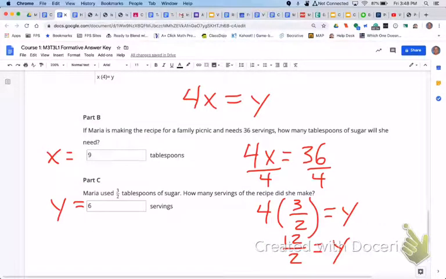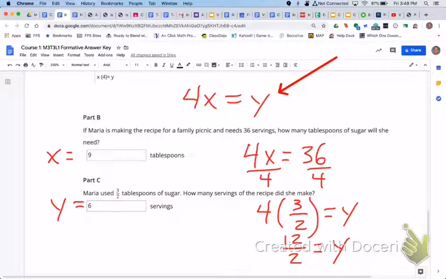And finally, for part B, we are trying to determine the number of tablespoons. Again, if we use the equation 4x is equal to y, 4x is equal to 36 if we substitute values in for our variables. Divide both sides by 4. X is equal to 9 tablespoons.